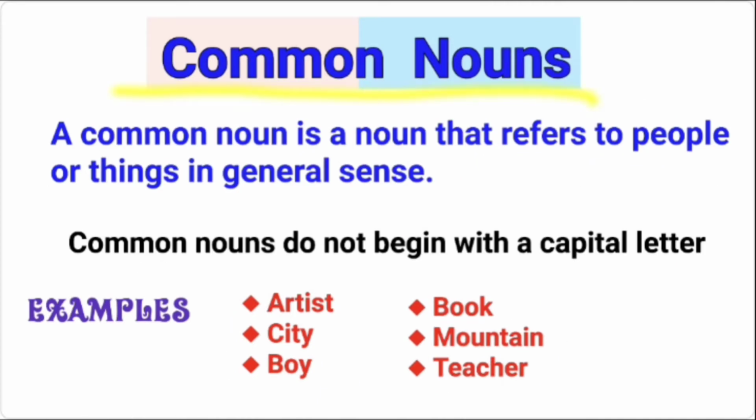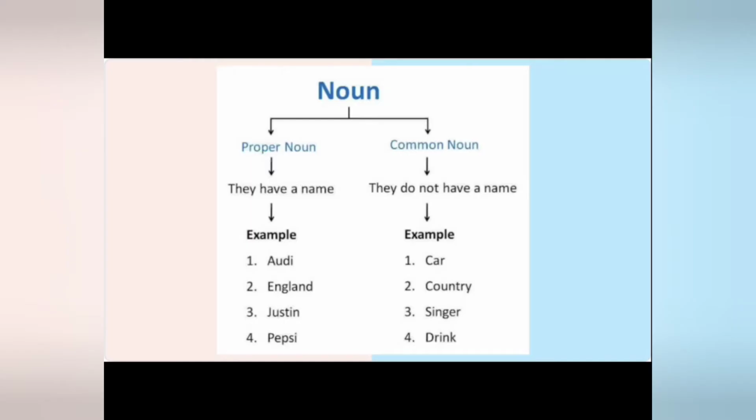Common nouns. A common noun is a noun that refers to people or things in a general sense. Common nouns do not begin with a capital letter because it is common noun, and if you see the example it will be clear for you. Example, the first one is artist. City. It is not a city name. This is only a city. Boy. Book. Mountain. Teacher. So these all are common nouns.